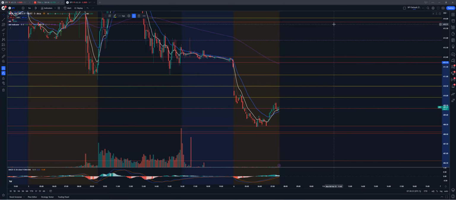So this is a pre-market prep for February 6th. It's Monday, 2023. So we gapped down overnight. I think at the peak we're like down 0.9%, but right now we're down about 0.7%. You can see that we kind of bounced off this fib level down here.